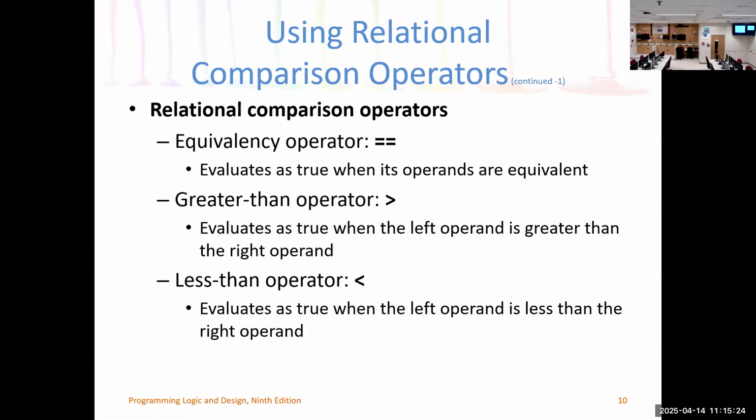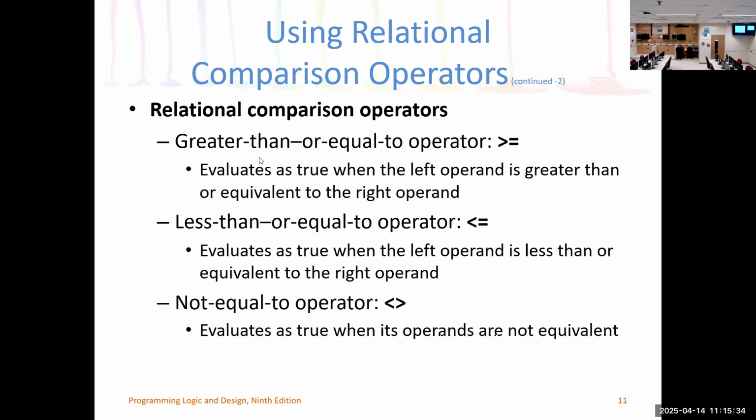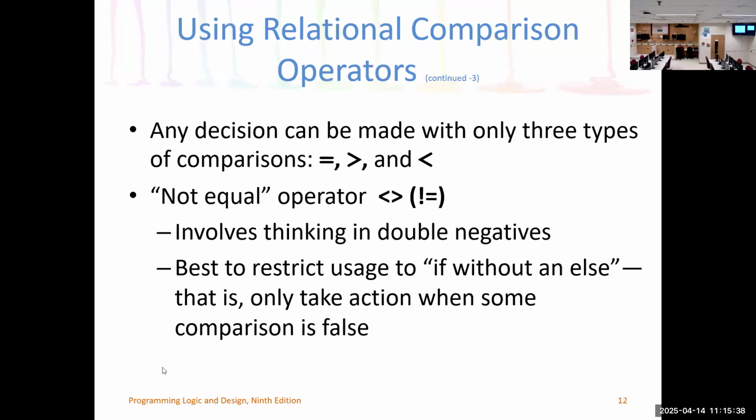Okay, so you go with the relational comparison operator, right? You check if it's equal or not. You remember that you have to use a double equal sign. Greater than, less than, right? Greater than or equal, less than or equal, or not equal here. Right, so basically for the relational comparison, any decision can be made with only 3 types of comparison here: the equal, greater than, or less than, and you can combine them together, right? You can combine them together.